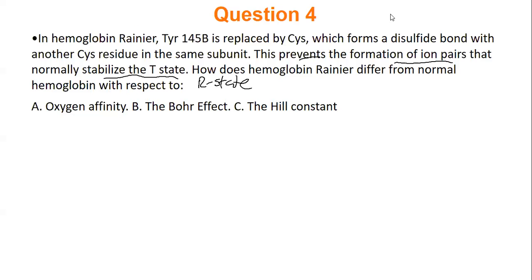All right, so how does stabilizing the R state, which Rainier does, affect oxygen affinity, the Bohr effect, and the Hill coefficient? So everybody take a little bit of time to review what those terms mean in terms of hemoglobin, review what those terms mean for T and R state, and see if we can't come up with answers here.